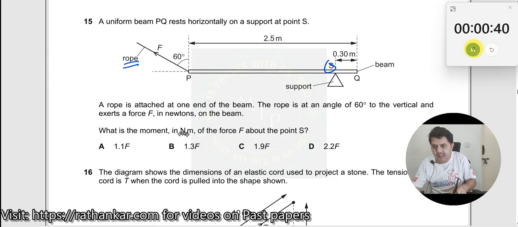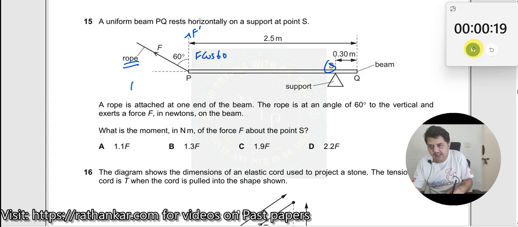What is the moment in newton meters of the force F about the point S? What is the moment here? Moment is nothing but the force F multiplied by the perpendicular distance. That's what is called moment. Now let us resolve this into two parts. F along this direction should be F cos 60, and along this direction should be F sin 60.